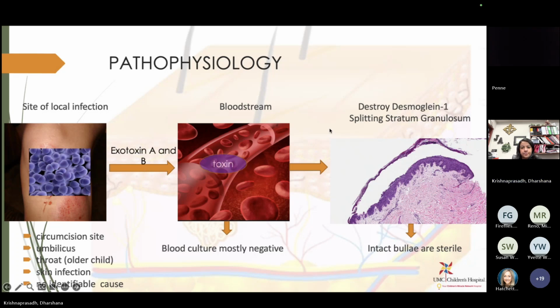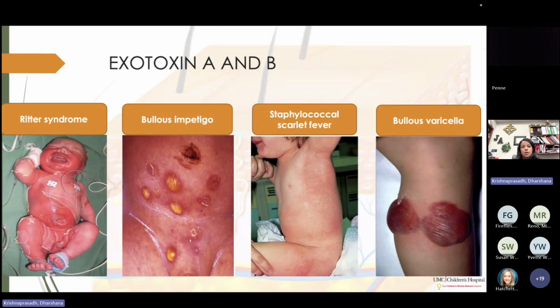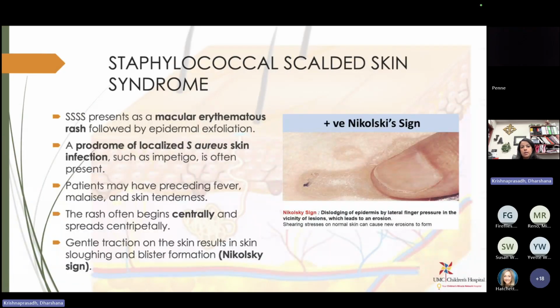This is how extensive Ritter syndrome can be. And then you have pictures of bullous impetigo that I spoke about earlier in the lecture. And then staphylococcal scarlet fever is more patchy lesions everywhere in the body. And then bullous varicella, just like other exotoxin A and B causing lesions in kids.